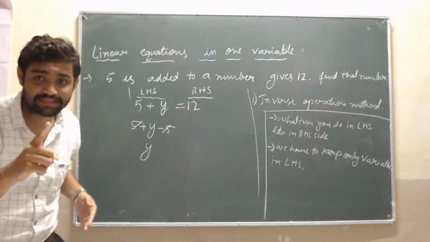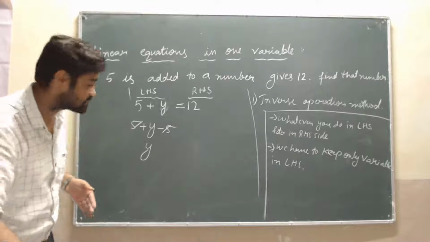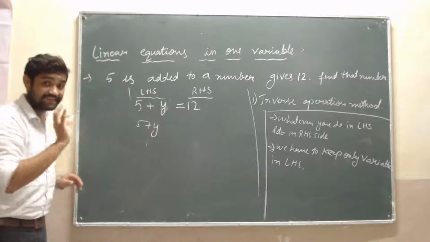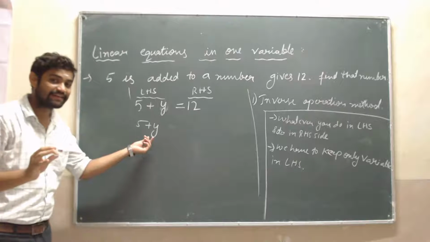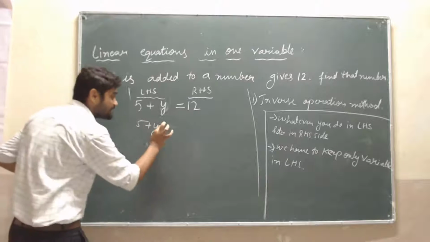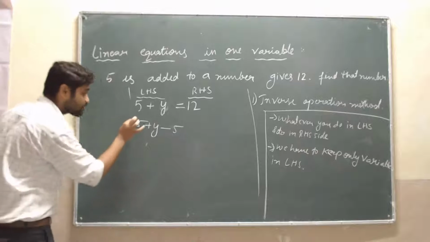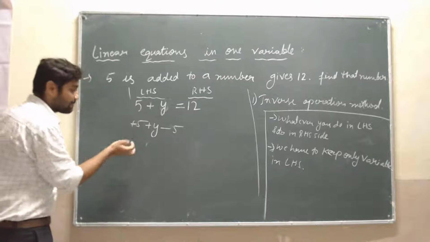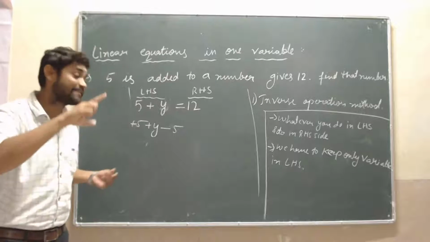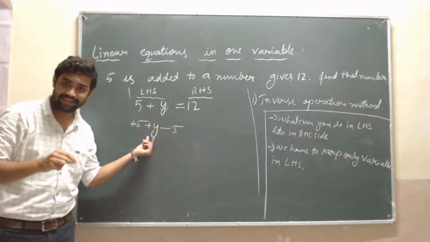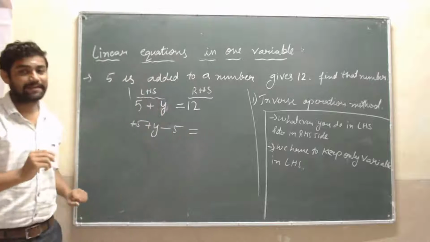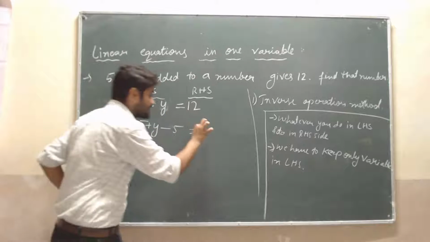Are you getting my point? Okay, one more time, see here. 5 plus y is the LHS. We want only the variable here. To keep only one variable, that is y, what do we have to do? We have to subtract 5. Why subtract? Because it is plus 5. Plus 5 minus 5 becomes 0. Then we get only y. Then the equality sign is there, then 12.